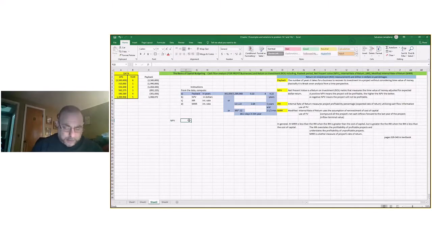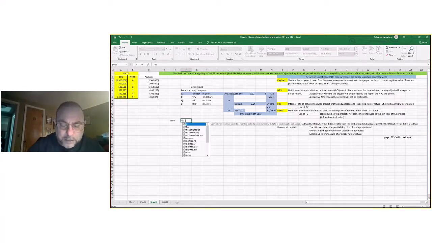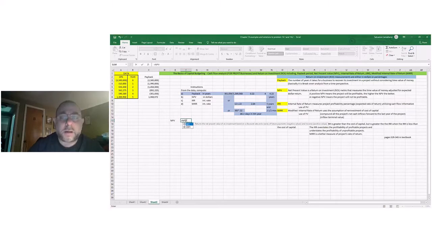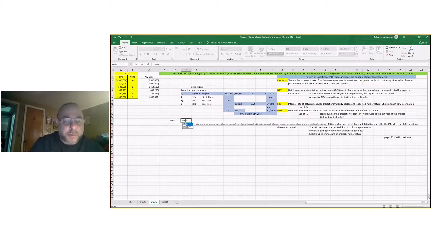And to calculate NPV, what you're basically going to be doing is following this little formula. So I'm going to hit equals and then NPV. All right, so all of a sudden there's already some instructions. I'm going to hit the open parentheses and look what it has under there. The first thing that it wants is the rate. Okay, and my rate is right here.